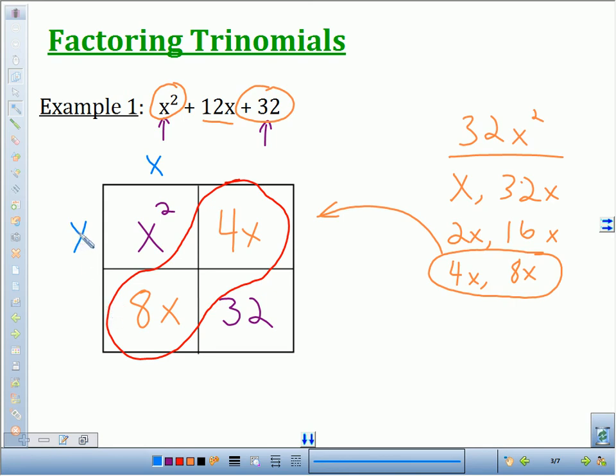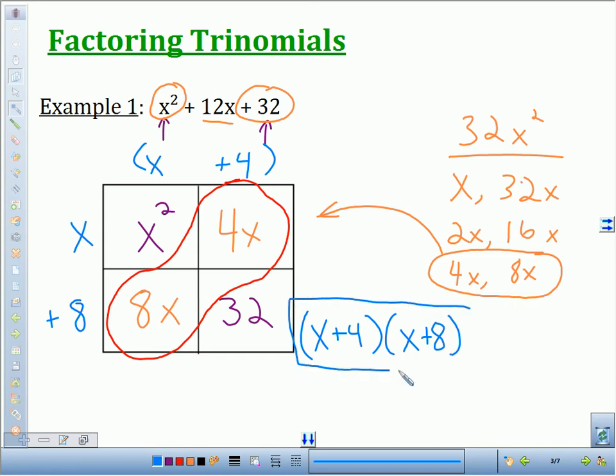Then I can say, all right, what can I multiply x by to get 8x? And the answer is 8. 8 times x is 8x. What can I multiply x by to get 4x? The answer is 4, because x times 4 is 4x. That means my factors are x plus 4 and x plus 8, which I knew to be true because we had multiplied this out earlier and gotten x squared plus 12x plus 32. But this time we worked backwards and we got the factors.